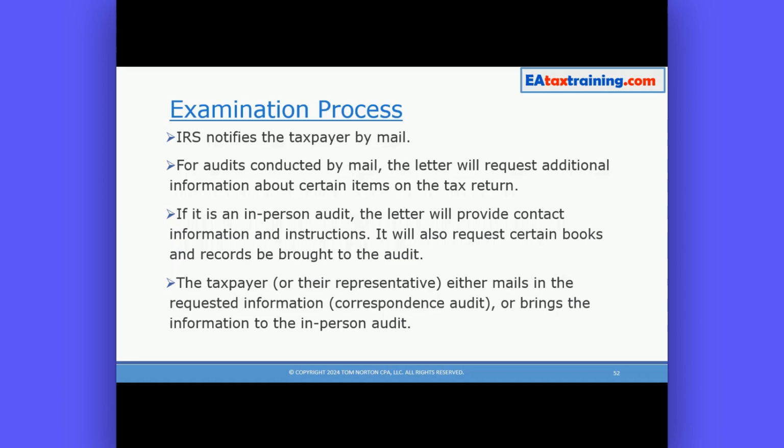So what happens is if it's an in-person audit, they send you the letter, they say, hey, contact us to set up a time. Then you, let's say you as the enrolled agent, would just call the person named in the letter, and then you would set up a time and place for the meeting. And then you would go to the meeting and bring whatever documents they asked you to bring.